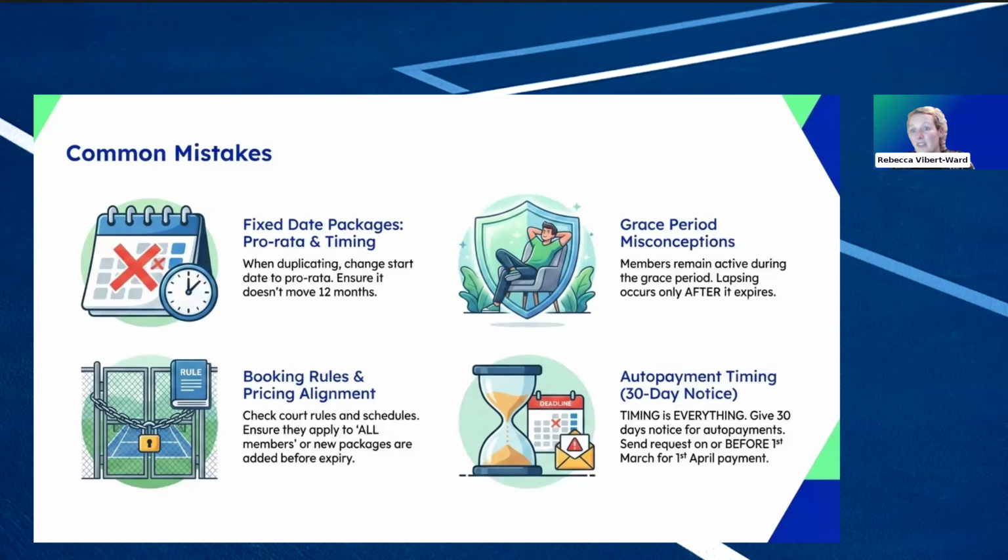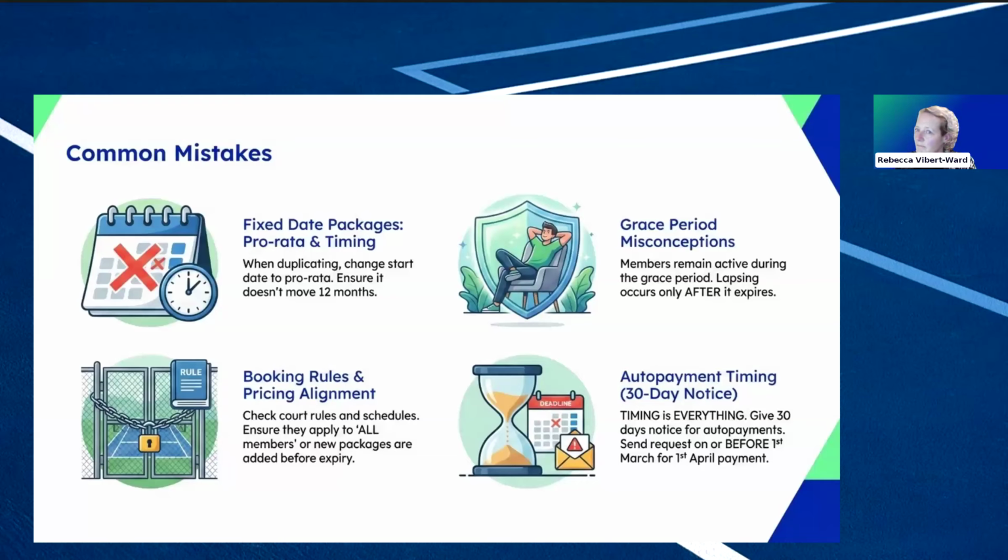1st of April, we have so many calls. People phone up and go, no one can book. Why can nobody book my courts? The reason is because if you list all your different membership packages in your schedules and you've duplicated them and you've not added them, well, then that's what happens basically. So check the court rules and schedules all apply to those new membership packages before their expiry date, so you don't have a big crazy 1st of April.